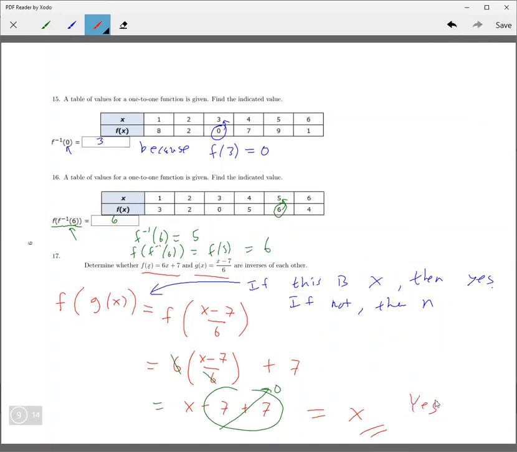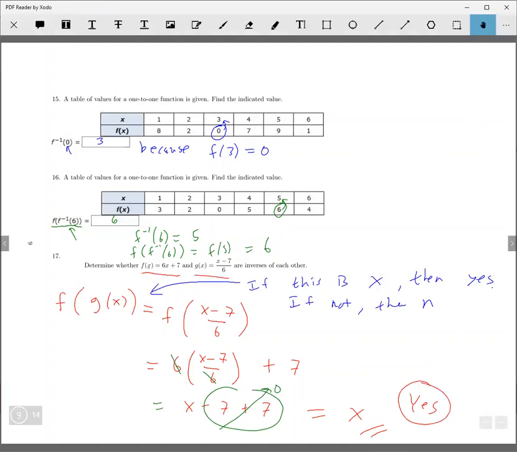Okay, so the answer is yes. Yes, they are inverses of each other.